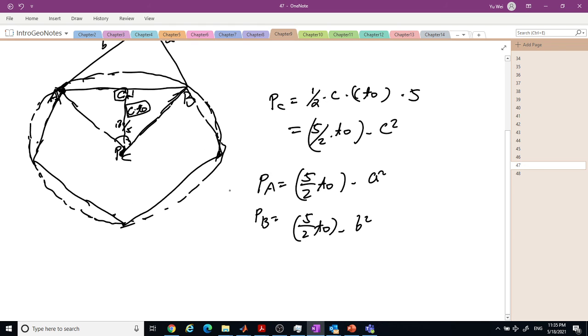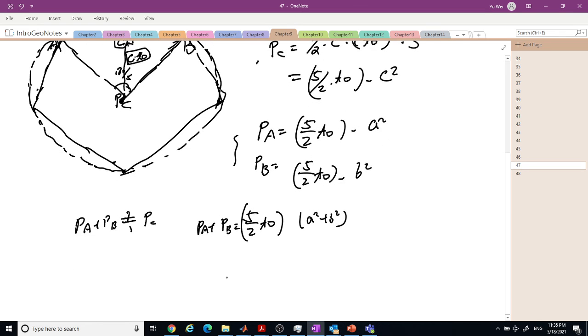Now let's see whether we can prove that PA plus PB equals PC. PA plus PB is equal to 5 over 2 T0 times A square plus B square, and PC is 5 over 2 T0 times C square. By the Pythagorean theorem, you know this one, so we are done.